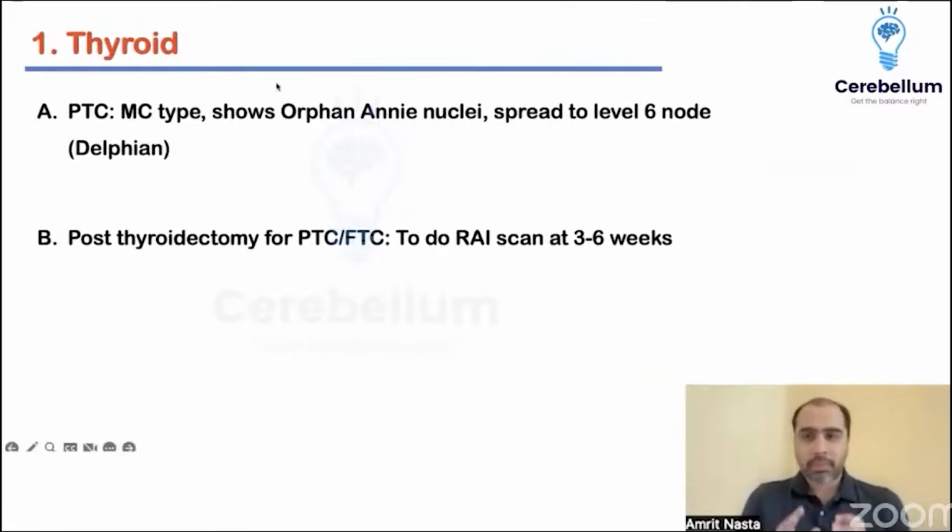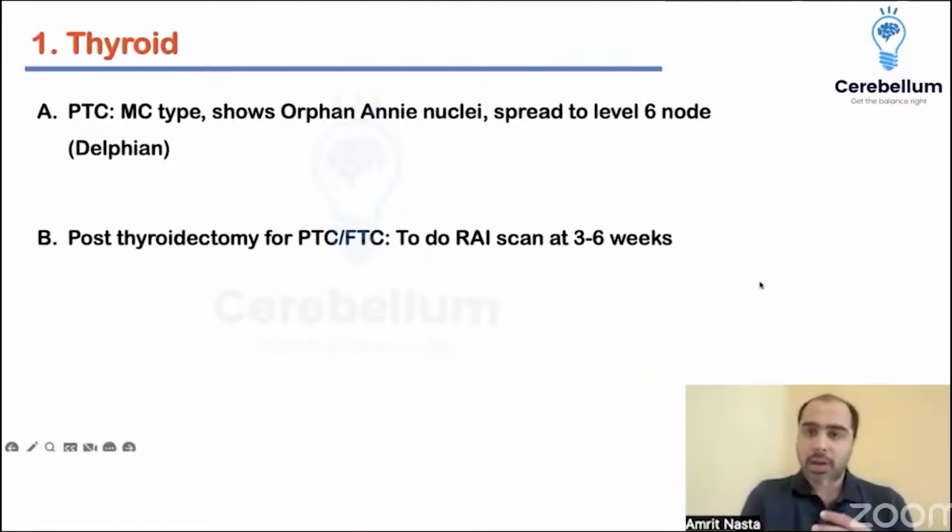In thyroid, they love asking thyroid cancer. So this can come in surgery or pathology. And remember this point, papillary is the most common type of thyroid cancer overall. It's not follicular. FNAC will diagnose it. You will see cells containing Orphan Annie nuclei, Psammoma bodies, and this is the one which goes to the level 6 nodes. That's a Delphian node. So don't confuse this with follicular.